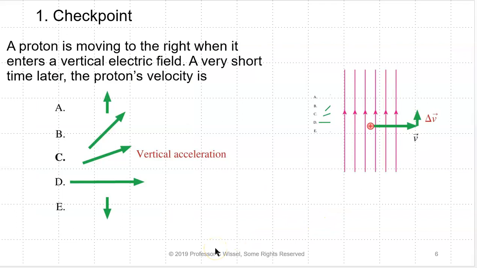A proton is moving to the right when it enters a vertical electric field. A very short time later, the proton's velocity is... Well, the proton is going to be deflected up. It's going to swim downstream in the electric field. So the correct answer to this is C.